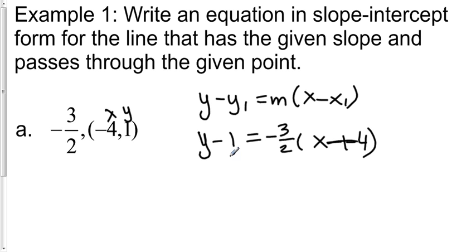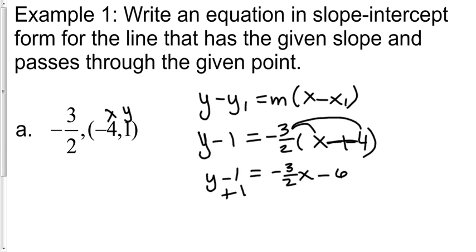Okay, now all we need to do is put it into slope-intercept form, which means solve the equation for y. The first step needs to be distributing the slope. So I'm going to multiply -3/2 times x and then -3/2 times 4. So we get -3/2 x minus 6. And this side stays the same, y minus 1. My last step is to solve for y, so I'm going to add 1. Add 1 over here. And our equation in slope-intercept form is y equals -3/2 x minus 5.